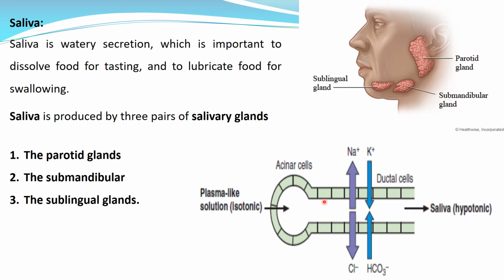So normally the saliva has the same osmolarity as the plasma. As you know, plasma is an isotonic solution. This is the site or the structure where the saliva can be produced. We have a thinner cell around this.